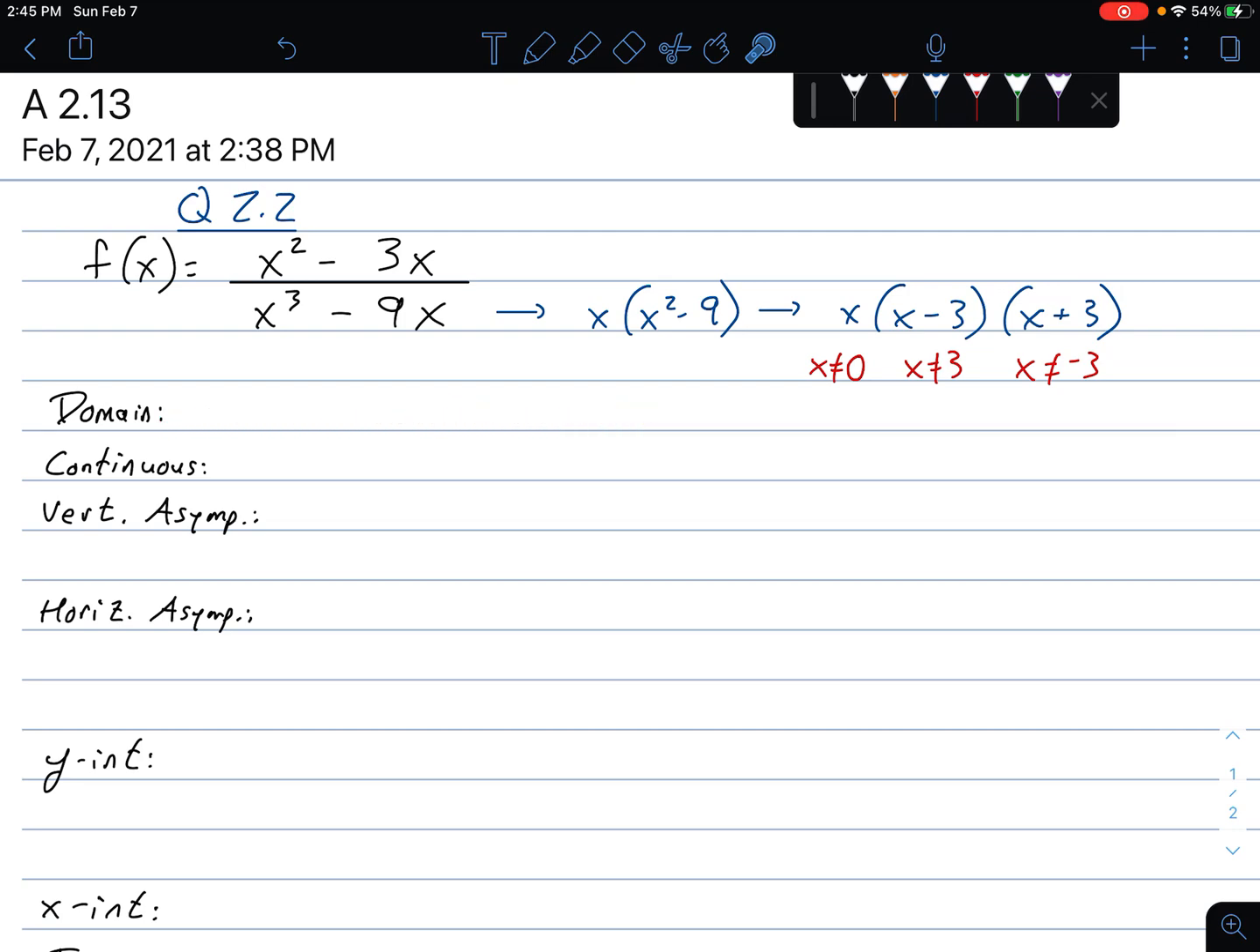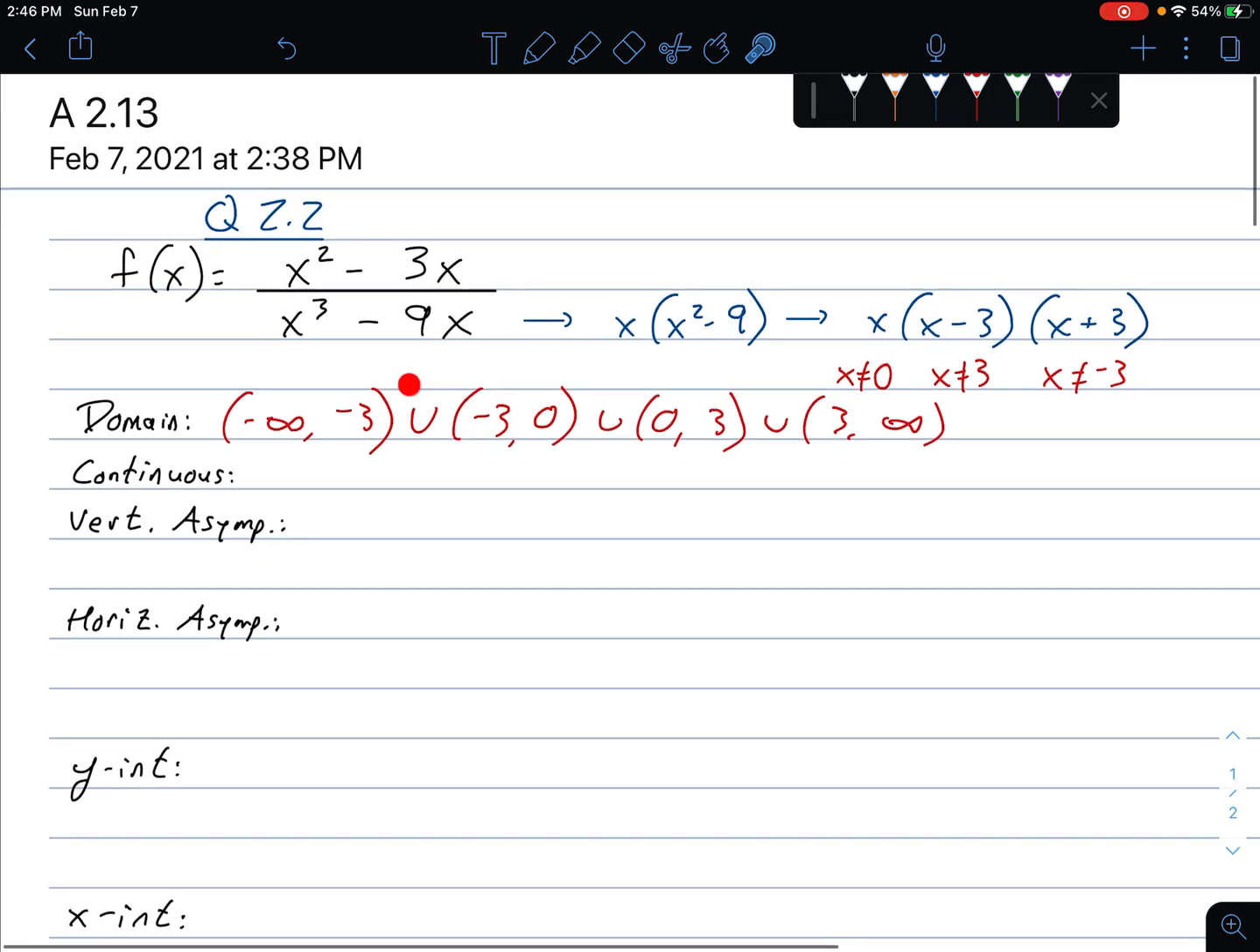My domain, I'll list it out. I'm going to have 3 unions because I'm skipping 3 numbers. I'm going to go in number line order. So my negatives come first. I'm going to union it with my next closest number, which would be 0. And then my third number I'm skipping, 3. And then I go down to infinity. So negative infinity till negative 3, this is skipping negative 3. Up till 0, this is skipping 0. Up till 3, this is skipping 3, and on forever. So I've skipped a negative 3, a 0, and a 3.